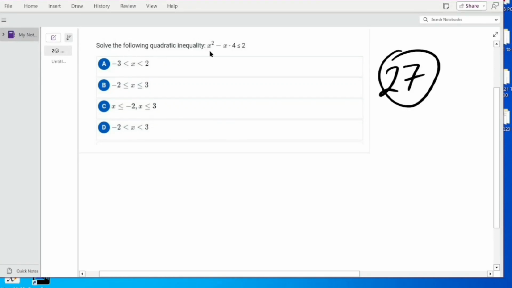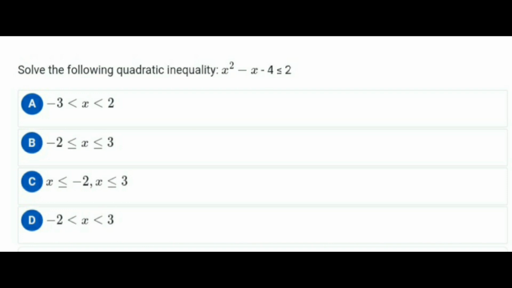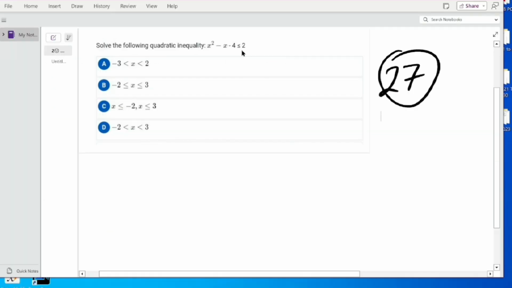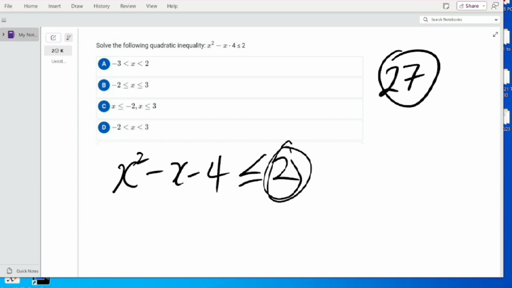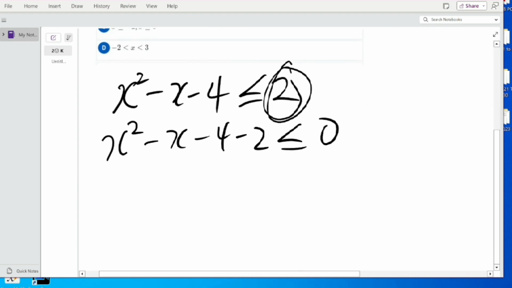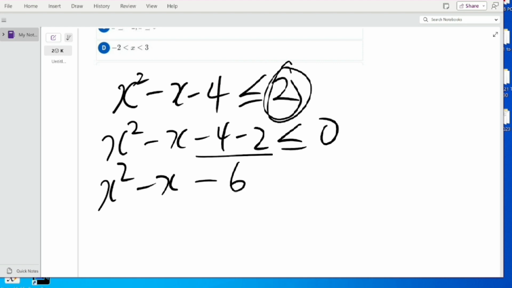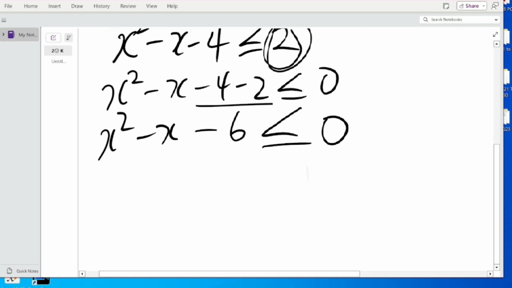Next question is an inequality question with a quadratic equation. So we have x squared minus x minus 4 is less than or equal to minus 2. So we'll take it the quadratic equation way. We'll bring in the plus 2. We have x squared minus x minus 4 minus 2 is less than or equal to 0. Next, we'll do x squared minus x, like terms, which is minus 4 minus 2 is minus 6, is less than or equal to 0.